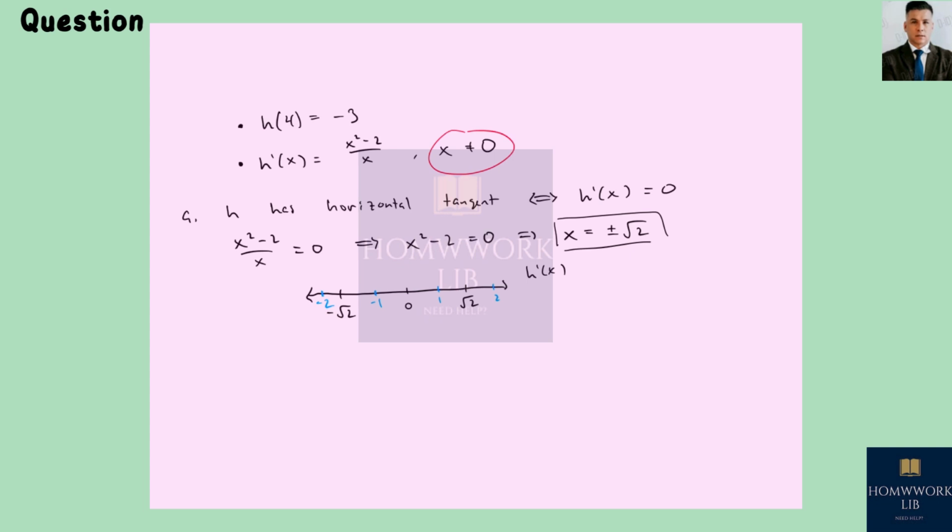And that's because h prime can only switch signs when it passes through 0, and we've marked all the points where h prime could possibly switch signs. But anyway, so we plug in 2 and we get a positive number, so h prime is positive here. If we plug in 1, we get a negative. If we plug in negative 1, we get a positive. And if we plug in negative 2, we get a negative.